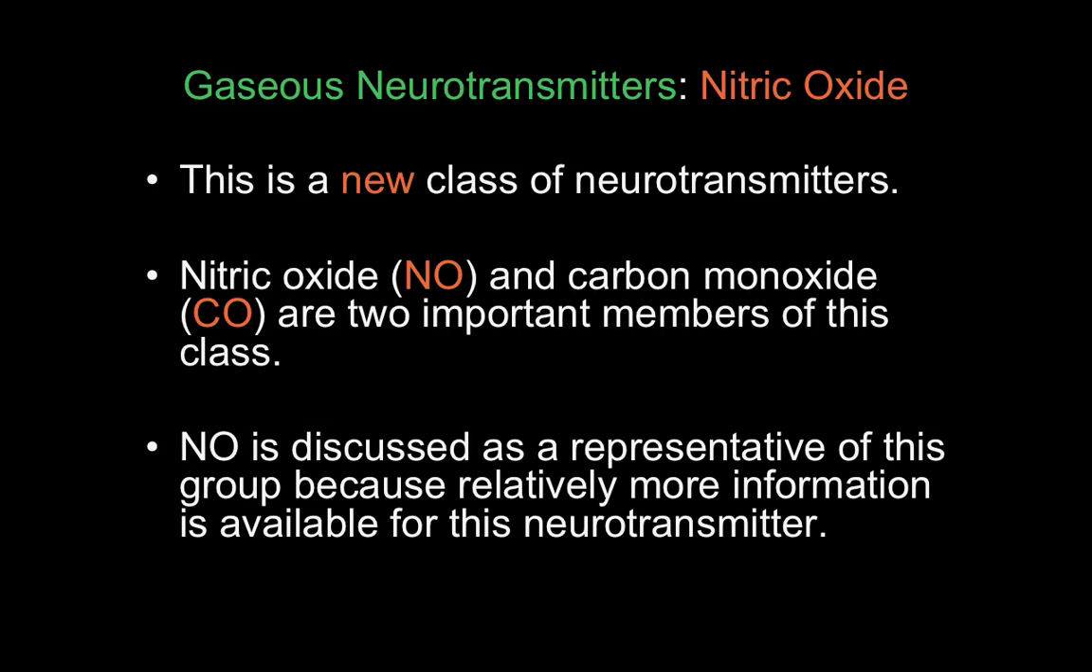So the last and final neurotransmitter that we'll be looking at today will be the gaseous neurotransmitter. So it's a gas, and the gas I'm going to be looking at is nitric oxide. Now this is a new class of neurotransmitters, and it doesn't fall under the classical concept of a neurotransmitter, and we will see that just now. Now nitric oxide and carbon monoxide are two important members of this class. Nitric oxide is discussed as a representative of this group because relatively more information is available for this neurotransmitter.